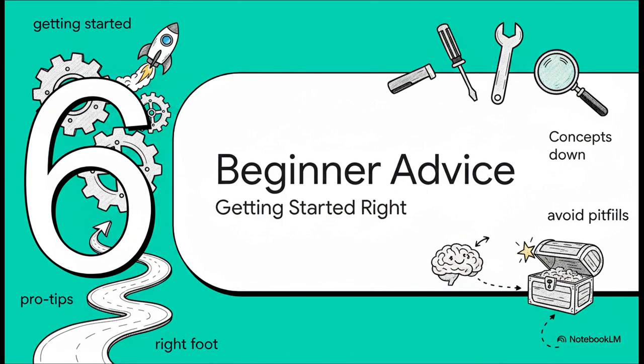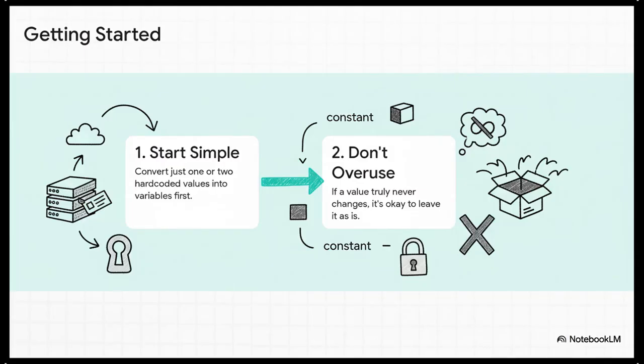All right, you've got the concepts down. Before we wrap this up, let me give you a couple of pro tips to help you get started on the right foot and maybe avoid a few common mistakes. First, just start simple. Seriously, don't try to turn everything into a variable all at once. Pick one or two obvious hard-coded values, like an instance type or a resource name, and just convert those first. And second, don't go overboard. It's tempting to make everything a variable, but if a value is truly a constant that's never going to change, it's totally okay to leave it as is. The goal here is clarity, not complexity.